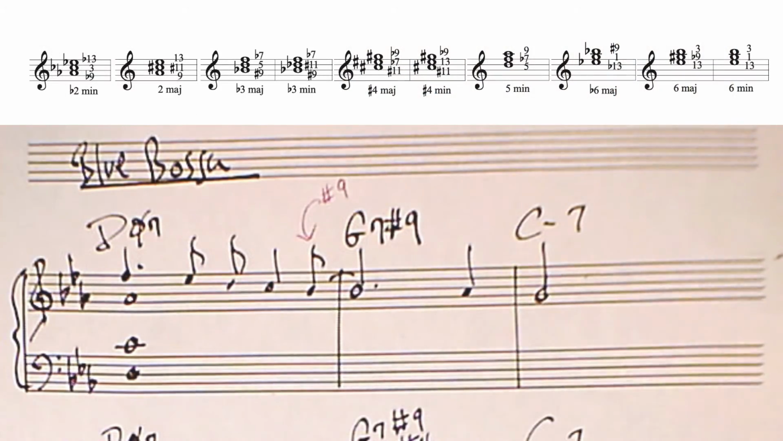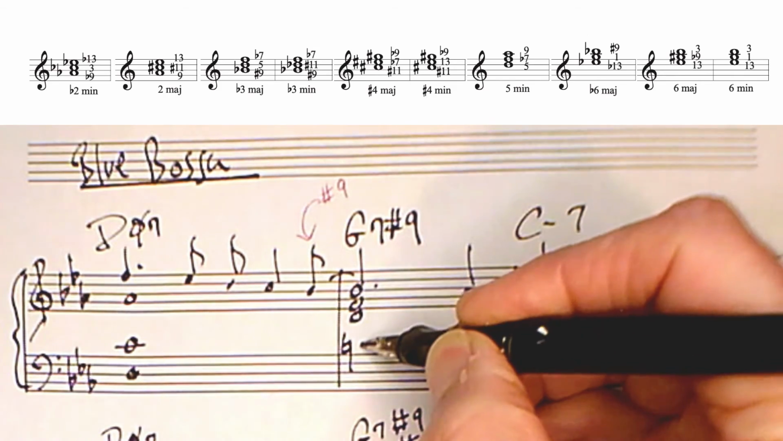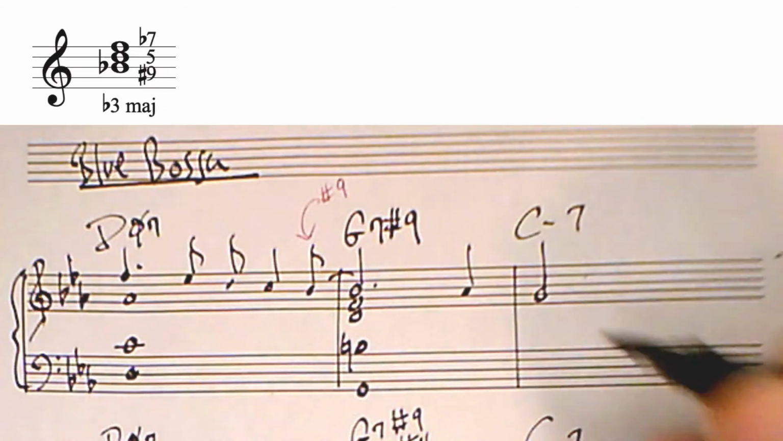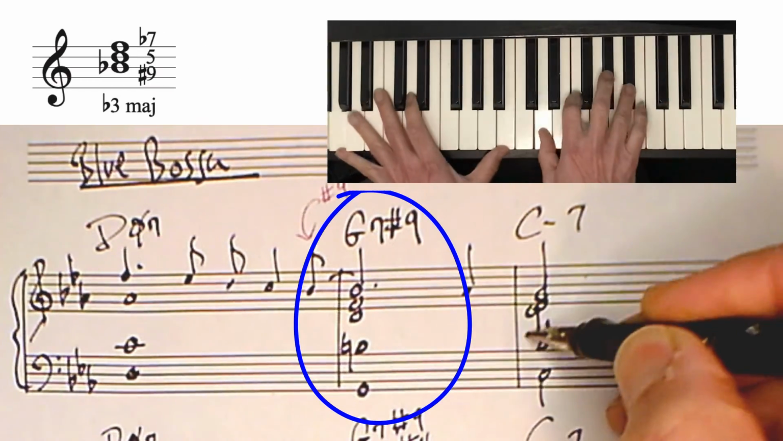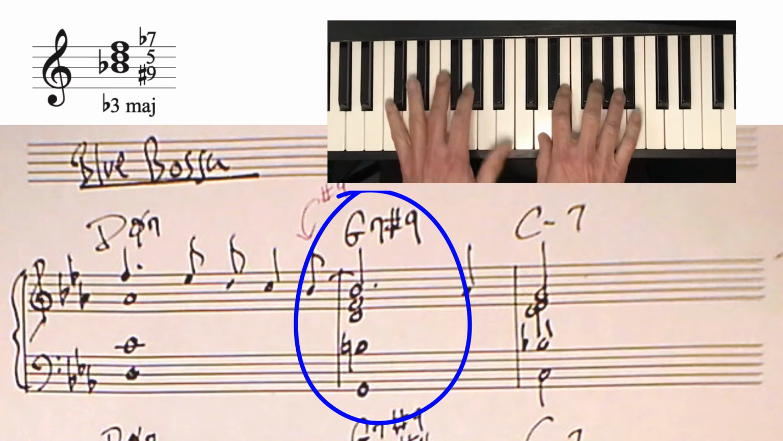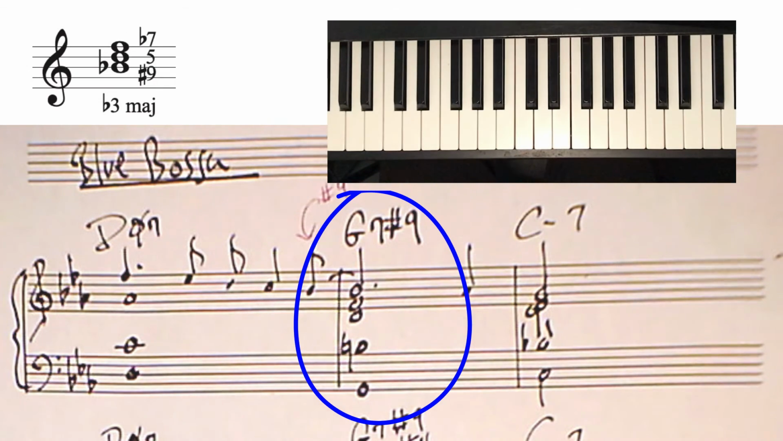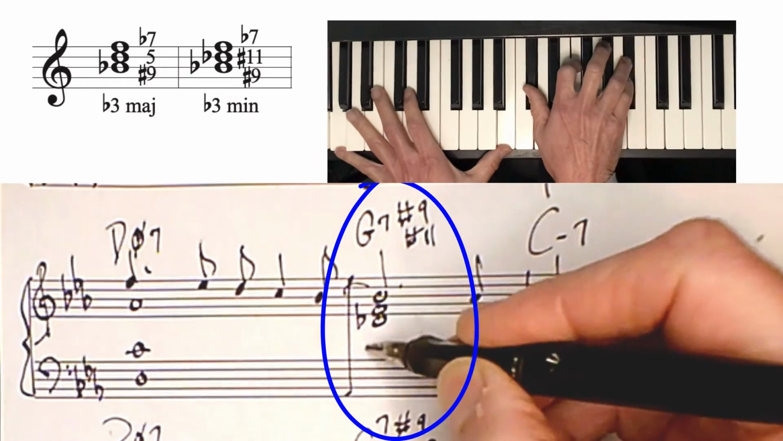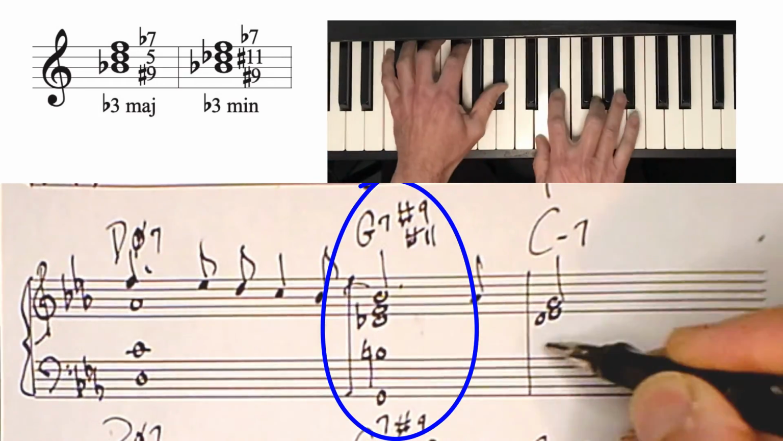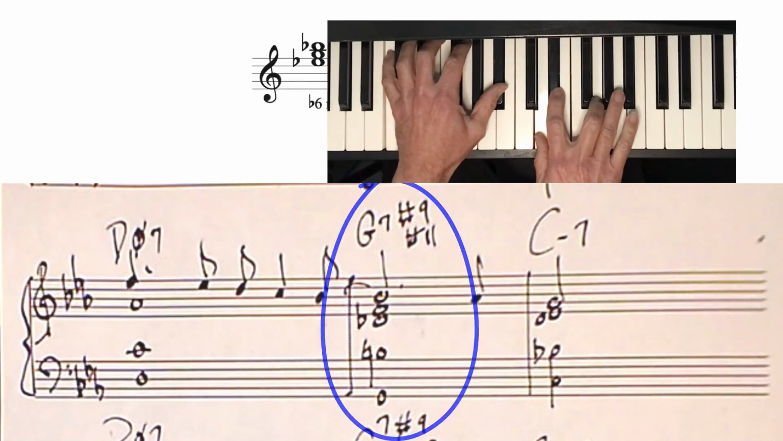Look at these measures from Blue Bossa for melody notes on the sharp 9 or flat 3 enharmonically. There are 3 choices: a major triad on flat 3, a minor triad on flat 3, or a major triad on flat 6.